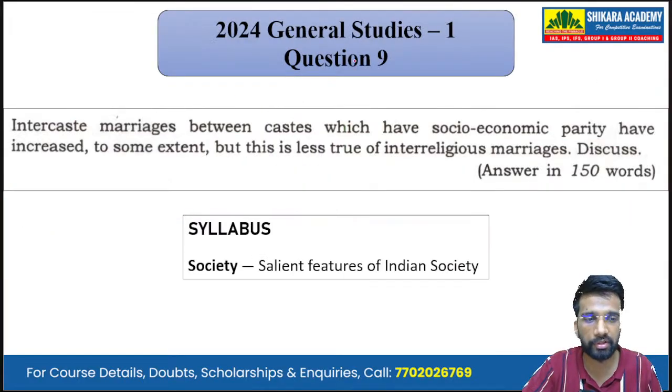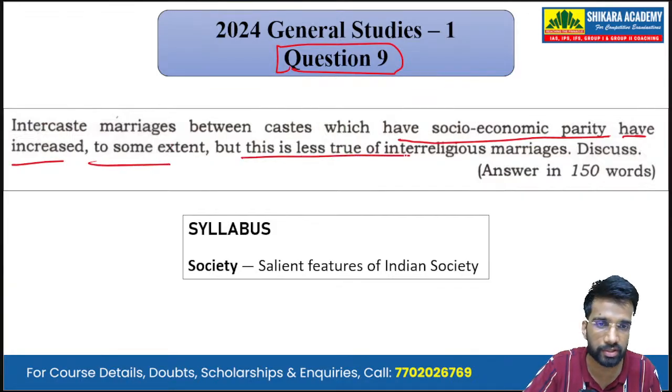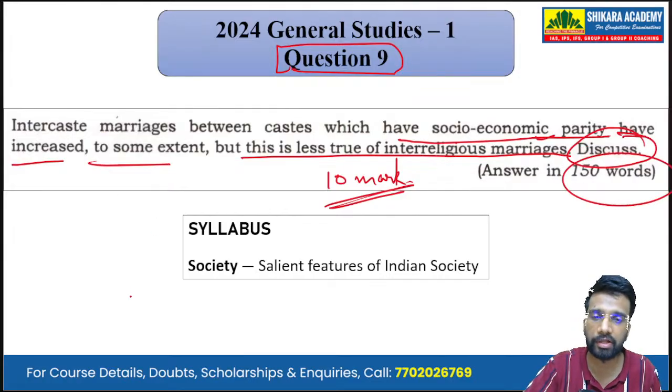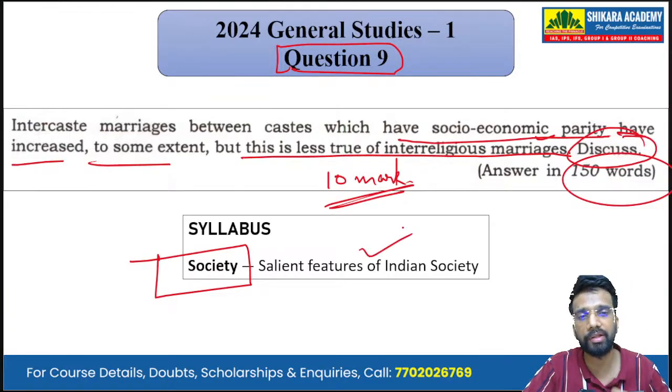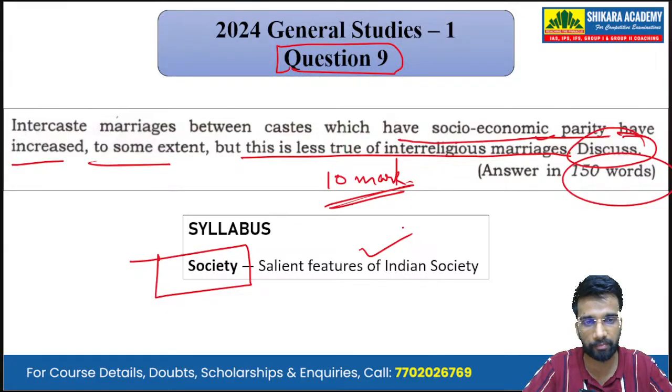Moving on to the next question, that is question 9. Intercaste marriages between castes which have socio-economic parity have increased to some extent, but this is less true for interreligious marriages. Discuss. A 10-mark question that we have to answer in 150 words. Now, mapping it with the syllabus, we can see that it has been asked from the subject of society, and the topic is salient features of Indian society, and it is asking about the intercaste marriages.